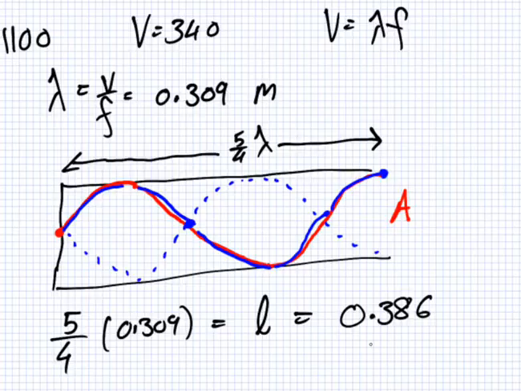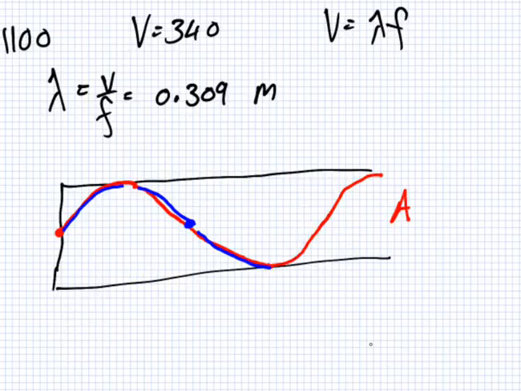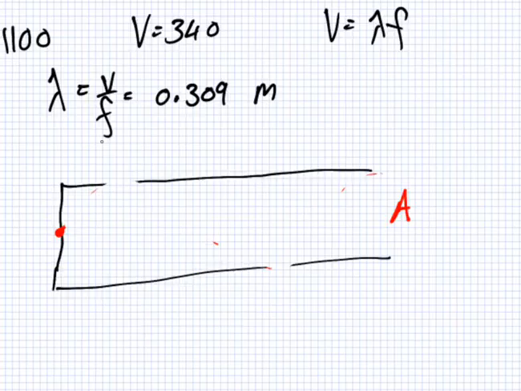Question number 3 now. Let's have a look. So what you have here, well, firstly, the frequency is 1,100. And because it's sound, you know that the speed is 340. And you know that V equals lambda F. So therefore lambda is V divided by F.